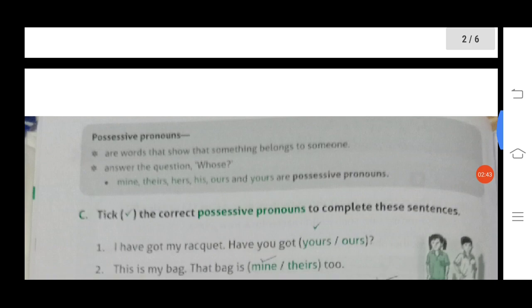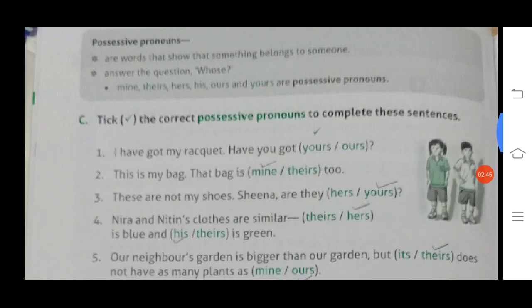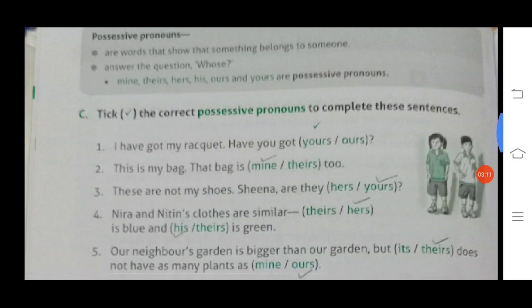Okay, so then comes possessive pronouns. Possessive pronouns are the words that show that something belongs to someone. Possessive means something belonging to someone. They answer the question, whose? Mine, theirs, hers, his, ours and yours. So possessive pronouns answer the question beginning with whose. Okay, so mine, theirs, hers, his, ours, yours, these all are possessive pronouns.